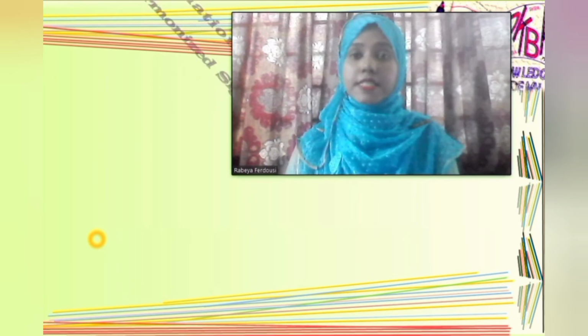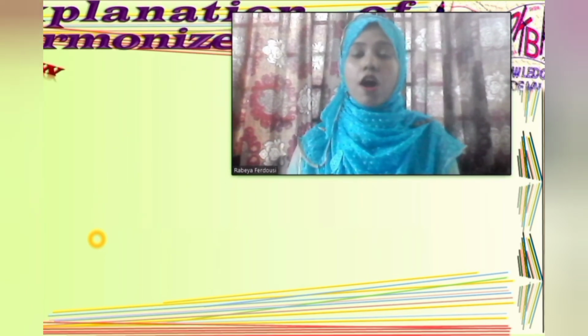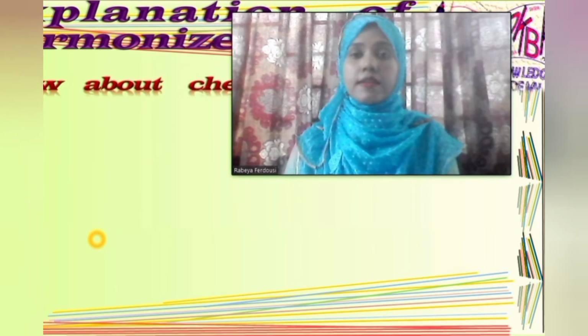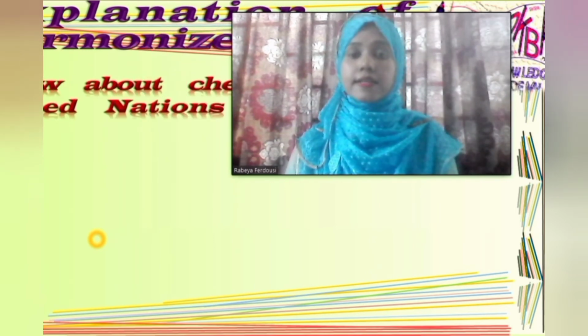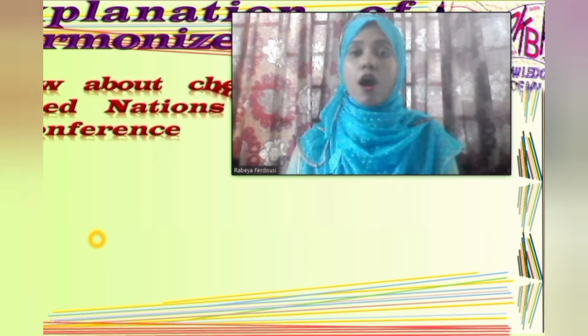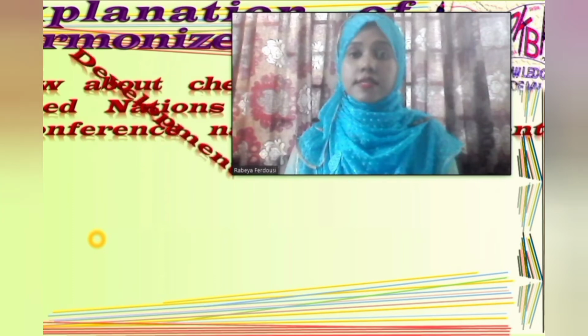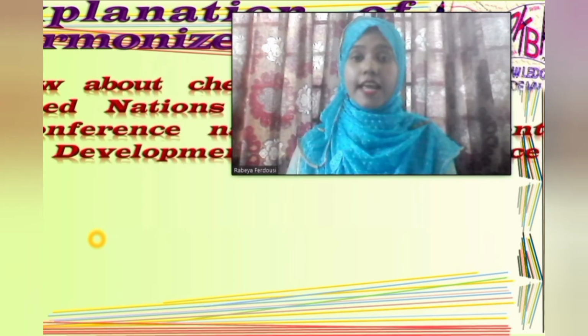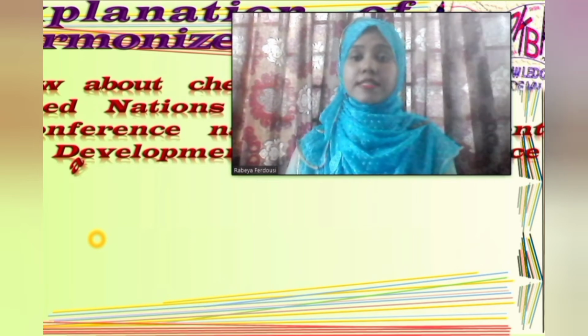The United Nations organized a conference named Environment and Development. This conference gave a set of harmonized signs for different risky substances and their level of risk. The UN globally harmonized system of classification and labeling of chemicals is an international system created by the United Nations to address the classification of chemicals.